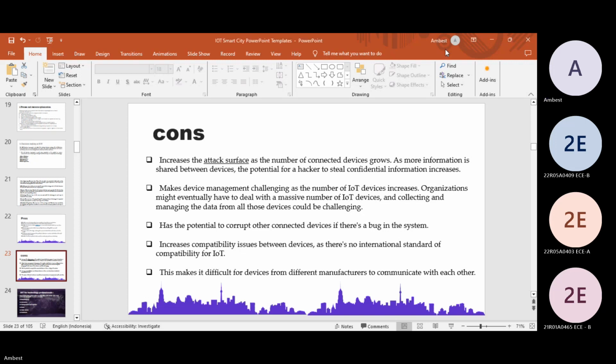it has a high potential to affect the other connected devices if there is any bug, and it increases the capability of issues between the devices. There is no international capability standard for the IoT, and it is quite difficult for devices from different manufacturers to communicate. Those are the cons of IoT.